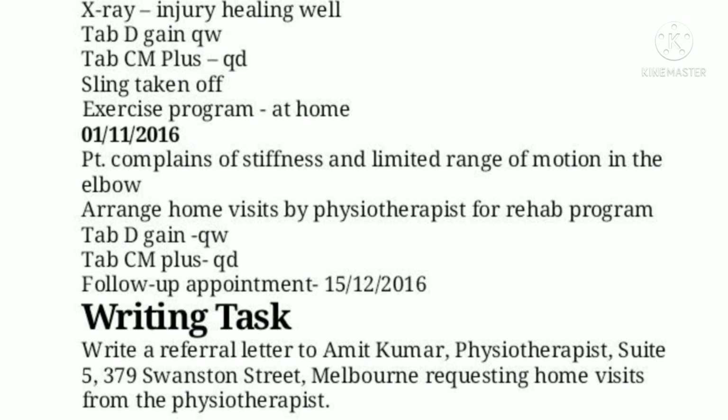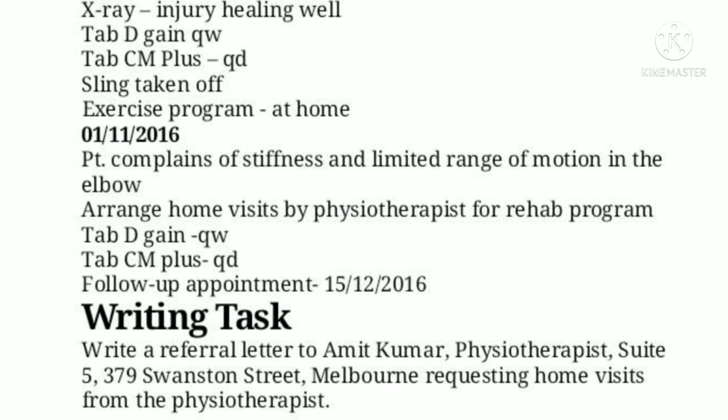Then the address is given, Suite 5379 Swanston Street, Melbourne, requesting home visits from the physiotherapist. So how can we analyze a case note? First, see your position. You are a registered nurse in so and so hospital. Then the patient name is given. Then go directly to the writing task. We should know who our reader is. Then accordingly we have to select the information. Now here it is a physiotherapist, so the information we include is mostly related to mobility issues.